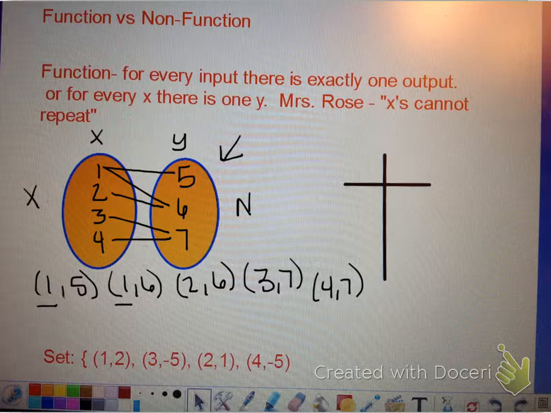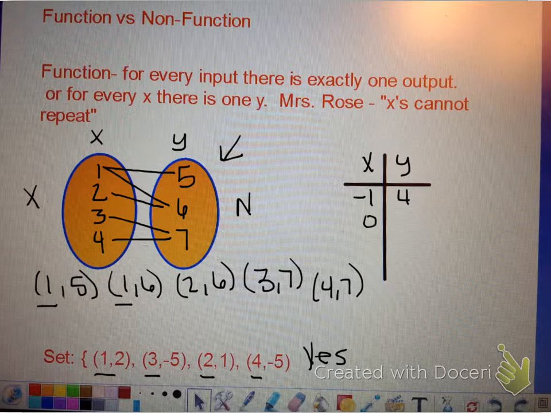If we go down here to the set of ordered pairs, we see we have a 1, a 3, a 2, and a 4 for our inputs or our x values. So this one would be a function. So that's a yes. Okay? And then you could have a table, and you're looking for the same thing. So let's say this was -1, 4, 0, 5, 2, 4, 3, 6. And if we look at just the x's, we see that that is a function because they don't repeat.